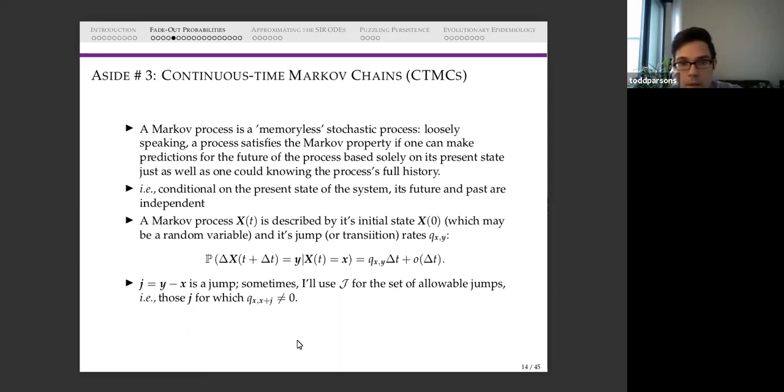Now, as I said, these Markov chains are entirely described by the initial state of the process, which we allow to be random, and a set of jump rates. And again, as I said before, these are probabilities per unit time of events happening. Whenever I talk about things in general, I'm going to use Q(x, y) to indicate the probability of jumping from state x to state y in a small amount of time, and J is the notation I'll use for the jump size.